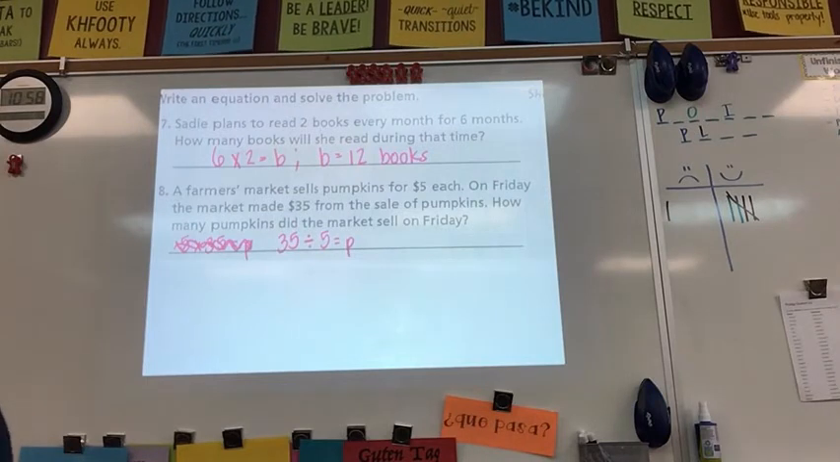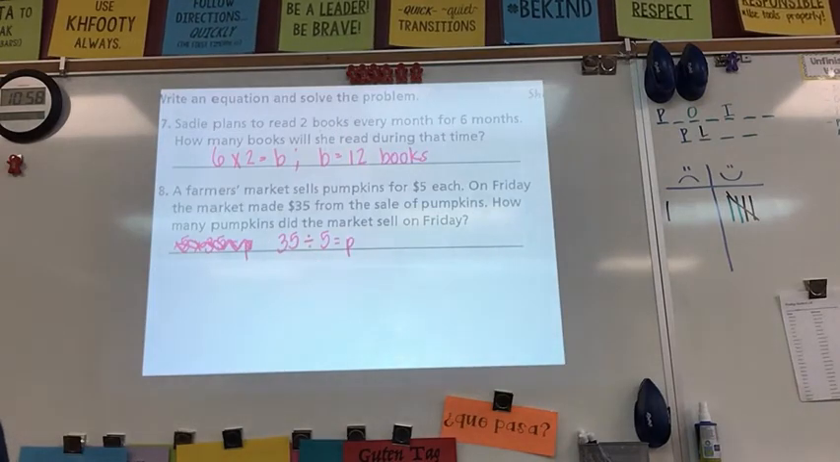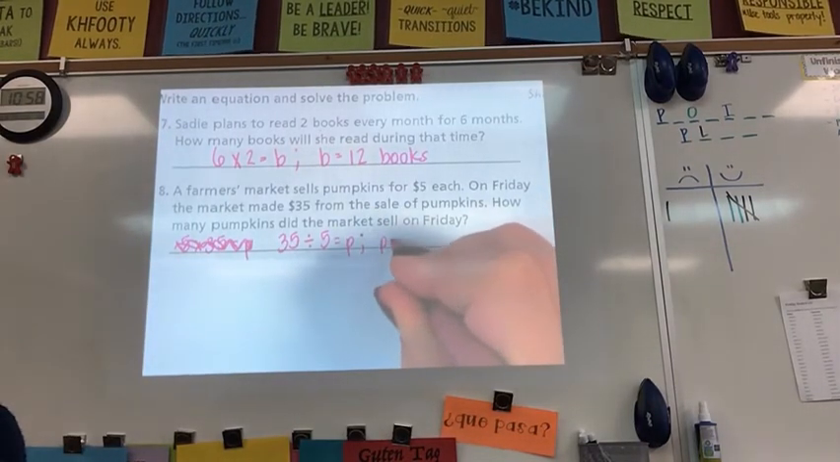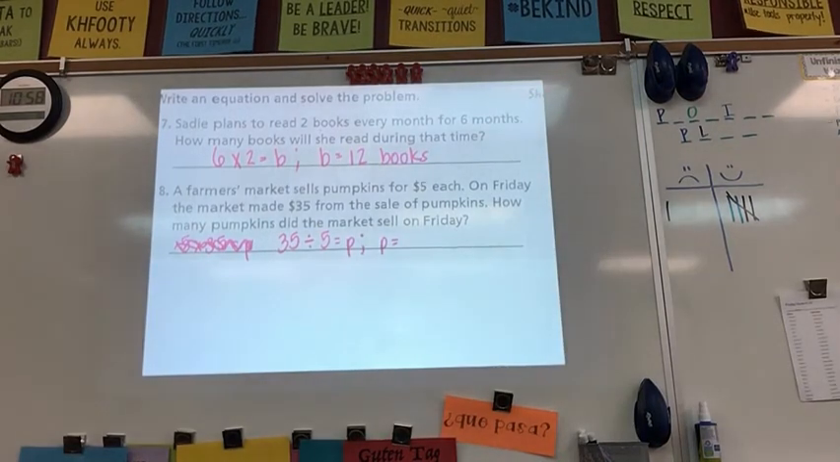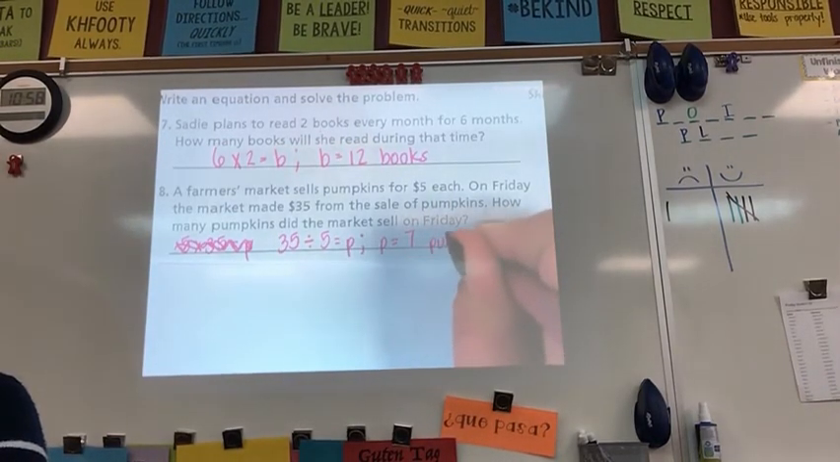But this is the best equation to represent what's happening because they made a total of 35 and we can split it into $5 each pumpkin. Who has my answer here after my semicolon? We can say P equals a total of how much, Miss River? 7. 7. Really? Yes, it is. 7 pumpkins.